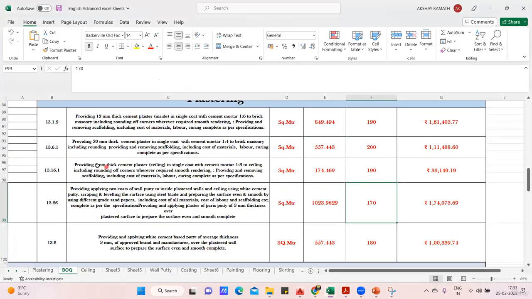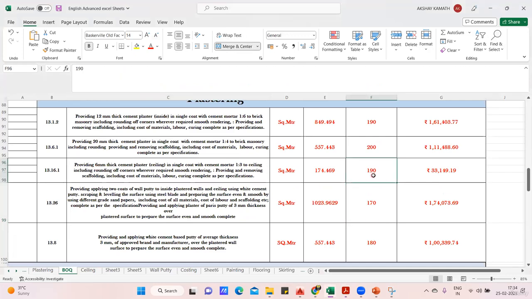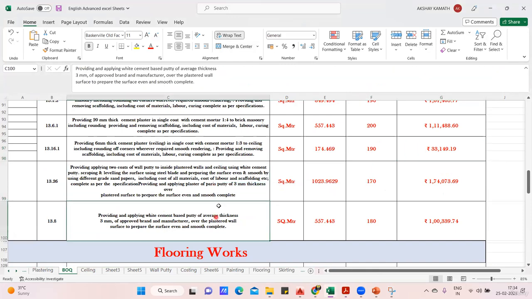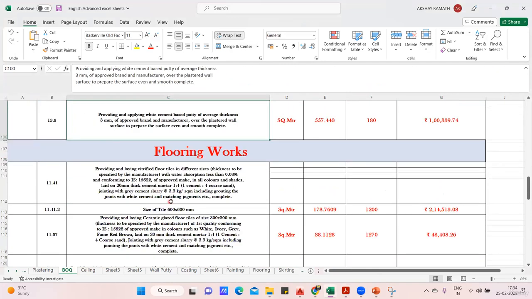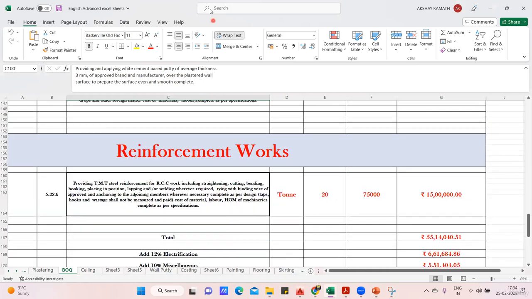But for time being, I'll go with 6 mm only. I don't have a problem with 6 mm ceiling plastering. This will be my rate, and this will be my total cost. And the quantity I've explained. Finish? Great. So in the next lecture, we'll go with the wall putty, and other things we'll finish up in the next lecture. After that, we'll go with the flooring works, then the painting work, and finally the reinforcement work. I require another 2 to 3 lectures to finish it off. So we'll see you back in the next lecture. Thank you.